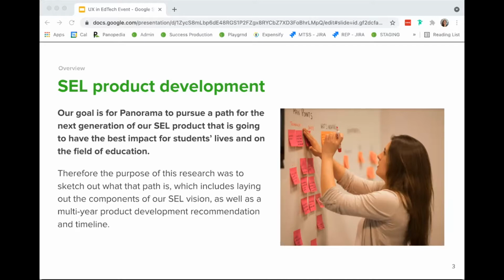And so it allowed us to be really highly focused and intentional on thinking about what the next generation of our SEL product was going to look like. And this could be grounded in district needs and user needs and a number of other, of course, important criteria that you need to keep in mind when you're making product decisions. So the purpose of this research was really to sketch out what that path was going to be in terms of our SEL vision and sort of multi-year product development strategy. And I was working closely with our head of product and our head of research.